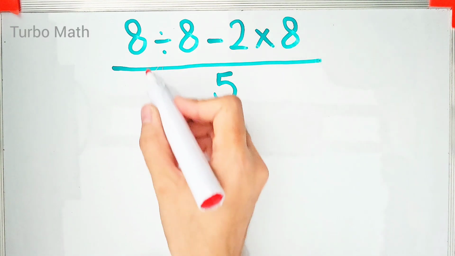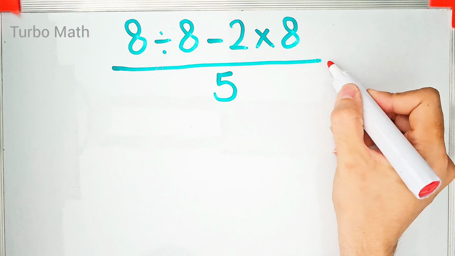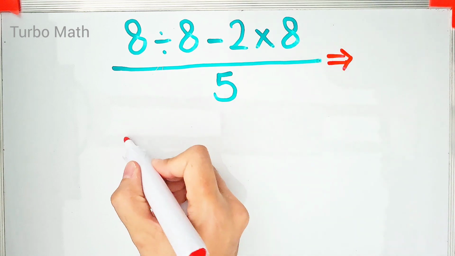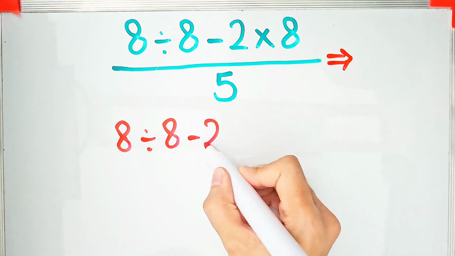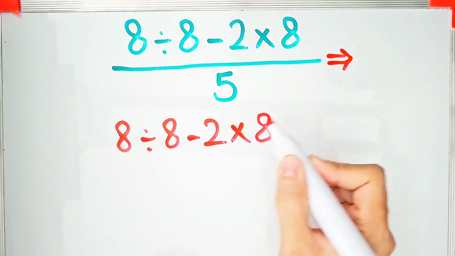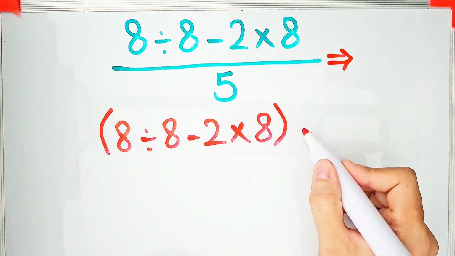Can you solve this question? 8 divided by 8 minus 2 times 8, then over 5. First, we simplify the question. 8 divided by 8 minus 2 times 8, then divided by 5.